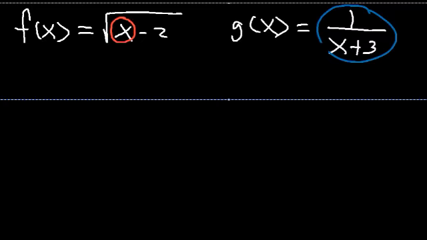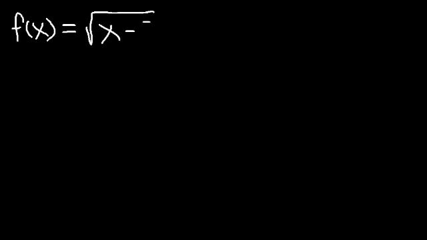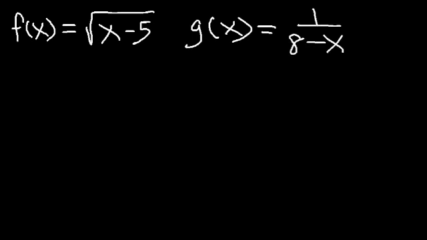Let's try a completely different example. So let's say f of x is equal to the square root of x minus 5 and g of x is 1 over 8 minus x. Find the composite function g of f of x and go ahead and determine the domain of the function.